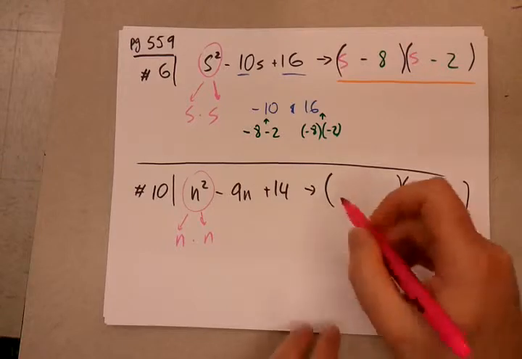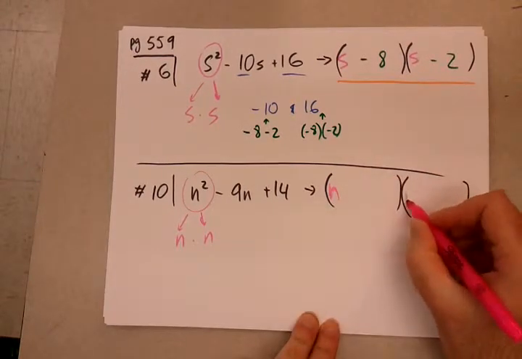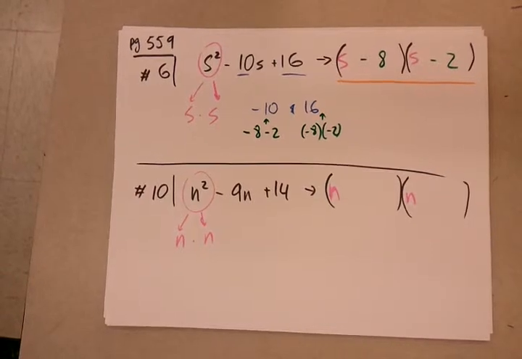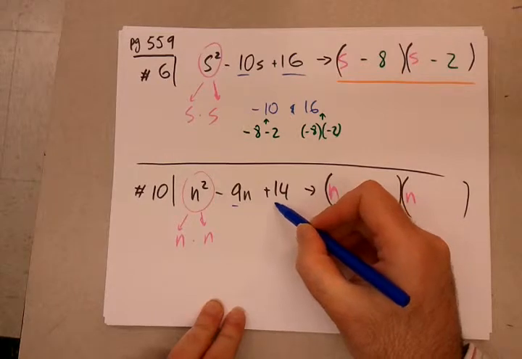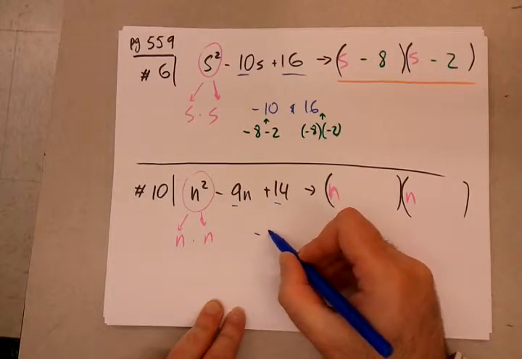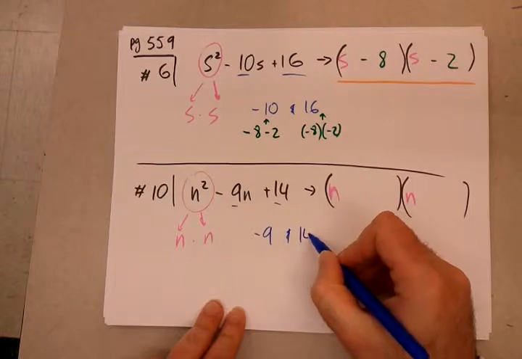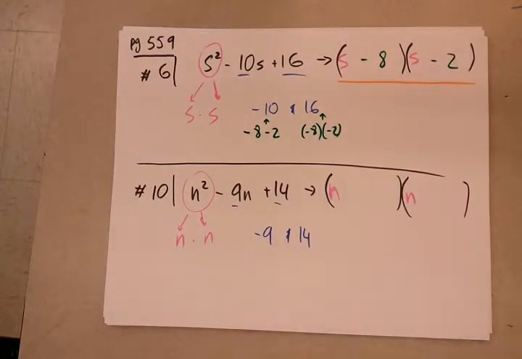So I'm going to write in an n here in the first term and an n here in the first term to satisfy my FOIL first. Then I want to take a look at the two numbers that come afterwards, the negative 9 and the positive 14. I want to try to find two numbers that will add up to negative 9, yet they will multiply up to positive 14. To make that easier, I'm going to look at my multiplicative product, the 14, and figure out what two terms can multiply to give me a 14.